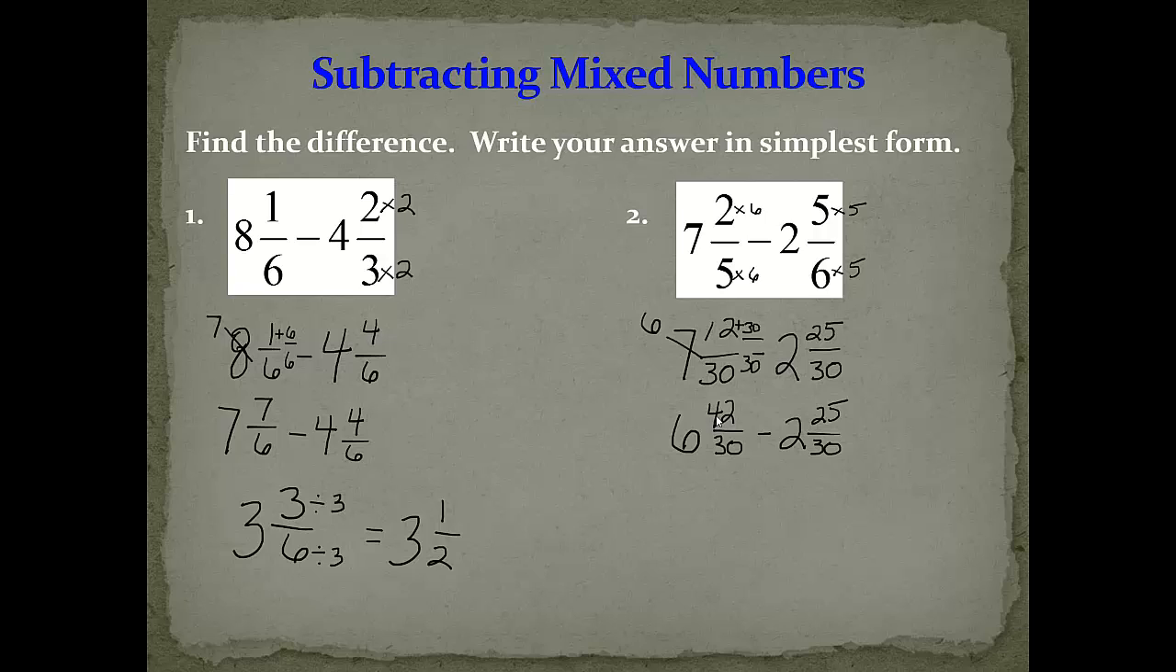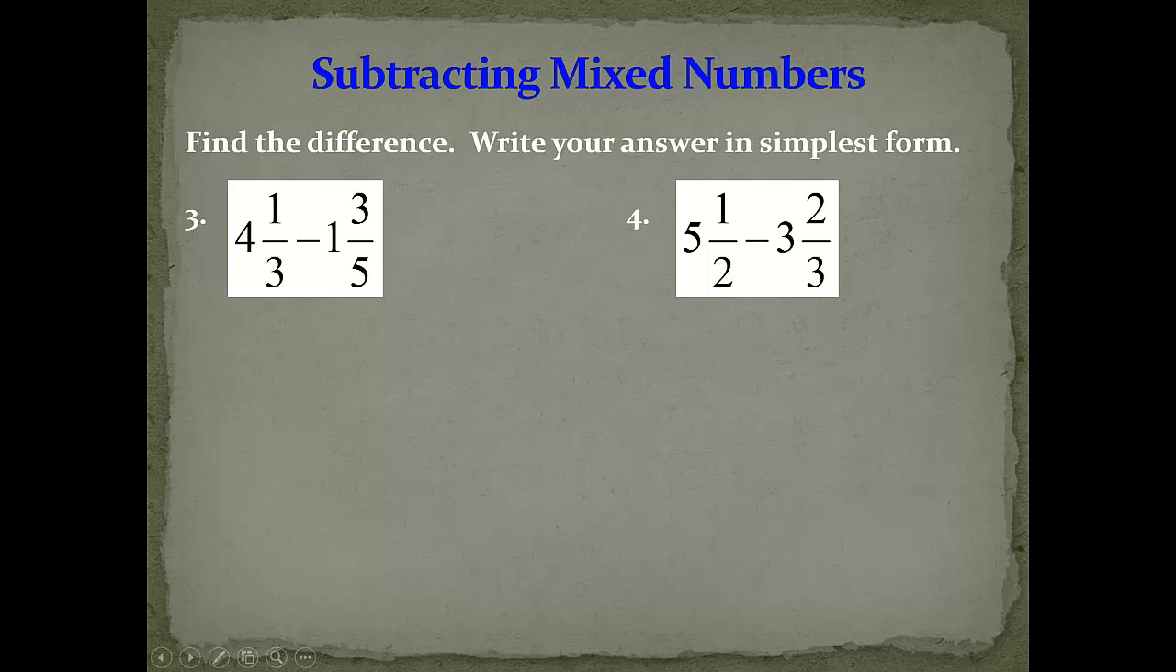Now we can subtract our fractions. We're going to subtract 42/30 minus 25/30. So 42 minus 25 would be 17. So we're going to have 17/30. And now we subtract our whole numbers. 6 minus 2 is 4. So our answer is 4 and 17/30ths.